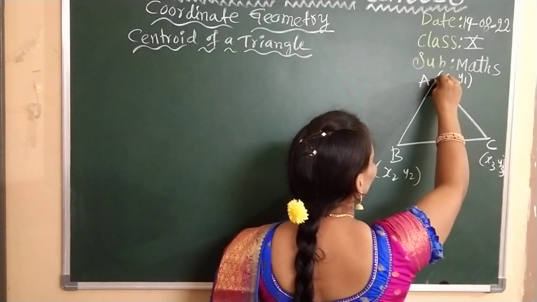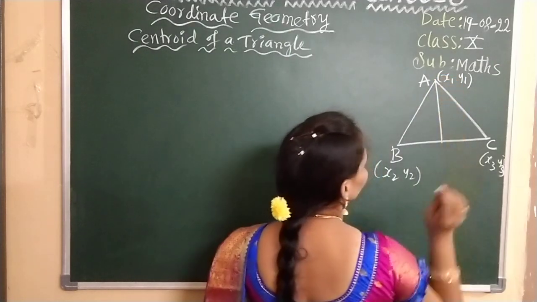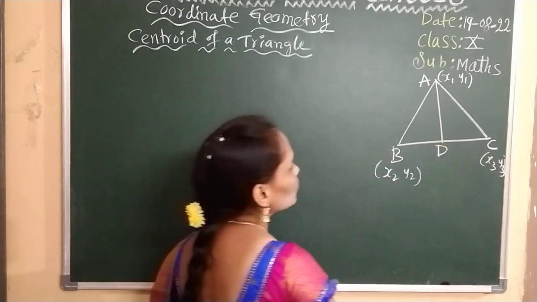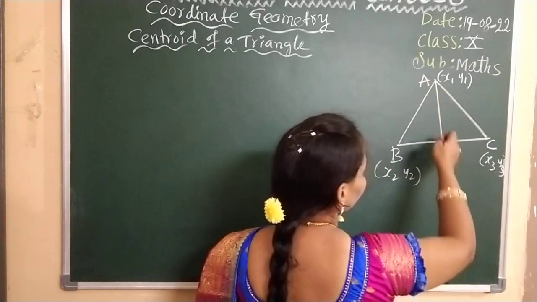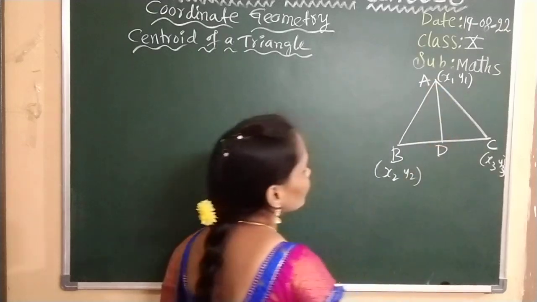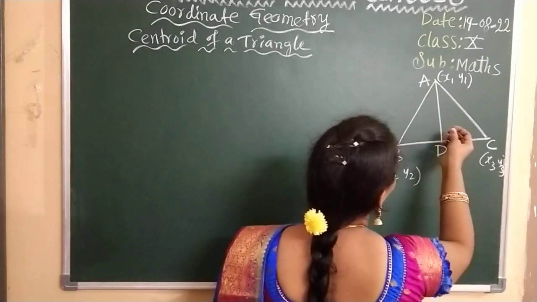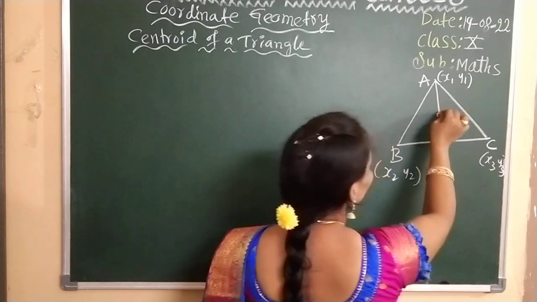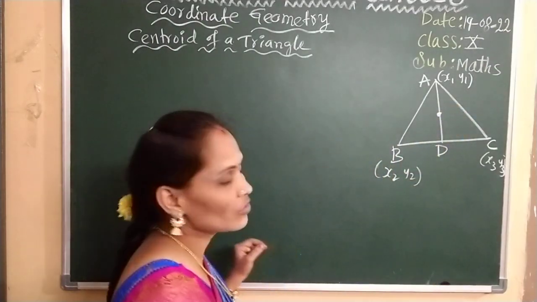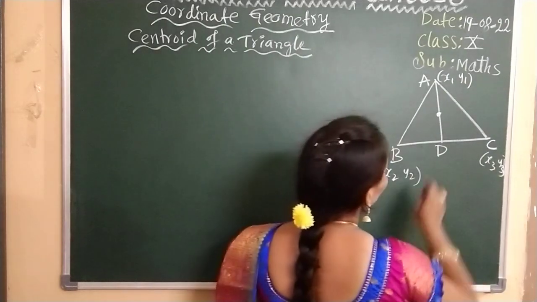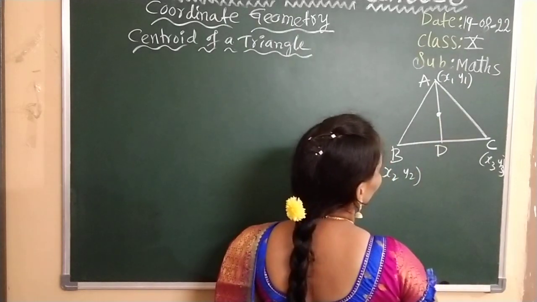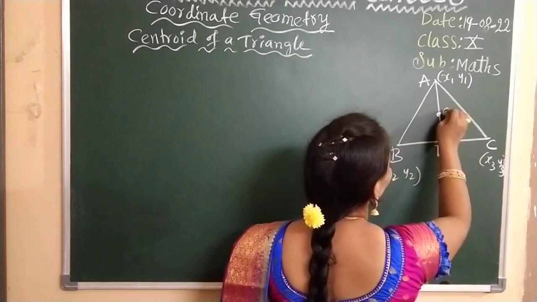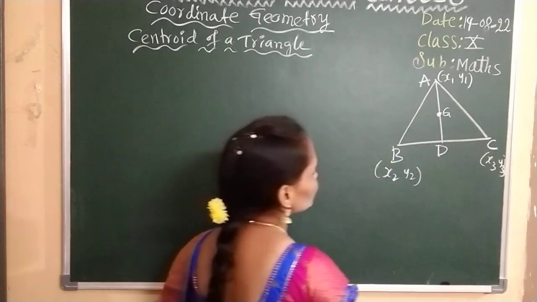From A, take one median. Let us take the point D. Now AD divides that. This is the centroid of a triangle. The point of concurrency of medians is called the centroid. Let us consider this point G.